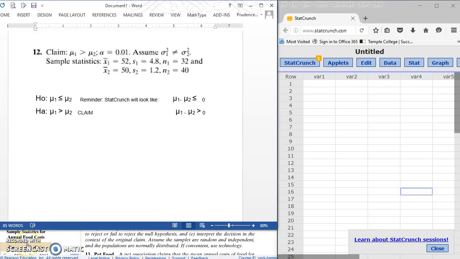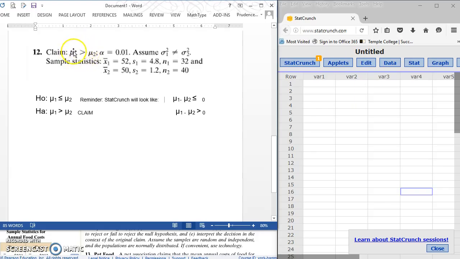So we're still in Chapter 8, Section 2 on page 432 of your textbook, and I'd like to look at number 12, mainly because the claim about the variances for each sample are not equal this time, so it's worked a little bit differently. So let's just read through this. It says the claim is that mu1 is greater than mu2. So the population mean for the first sample is greater than the population mean for the second.